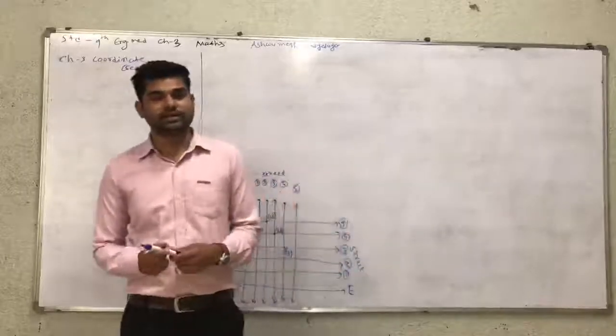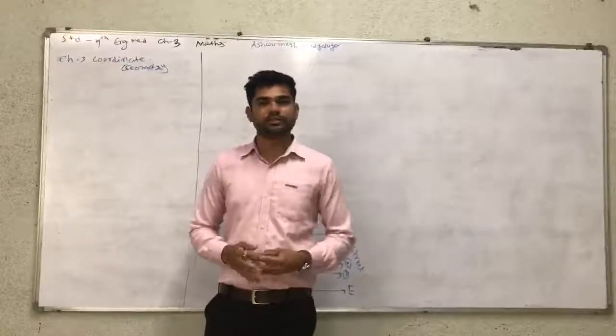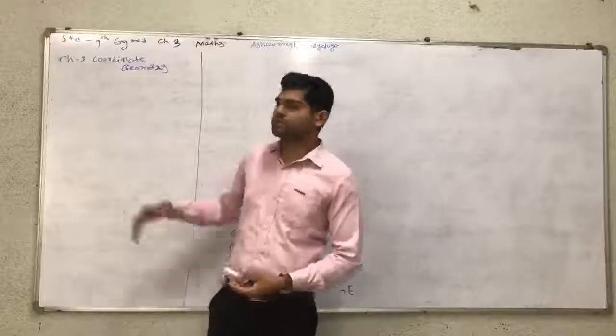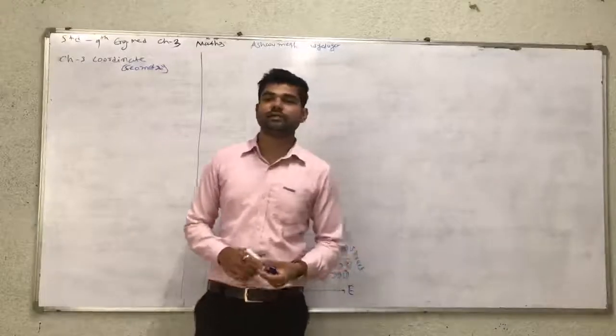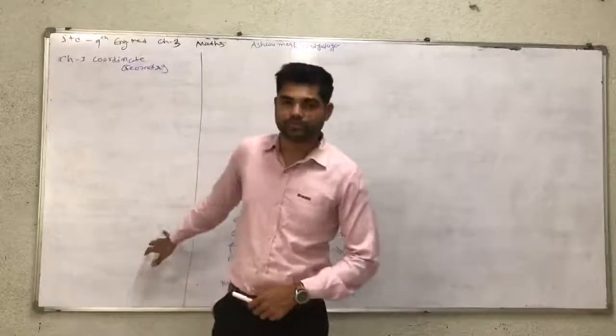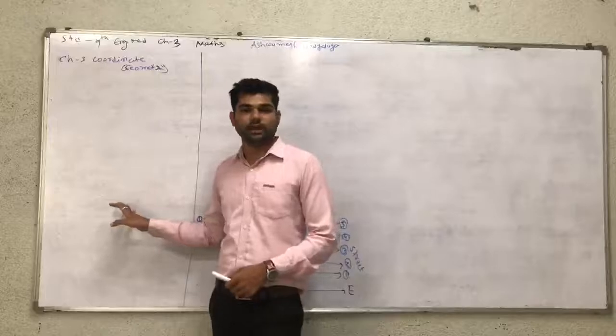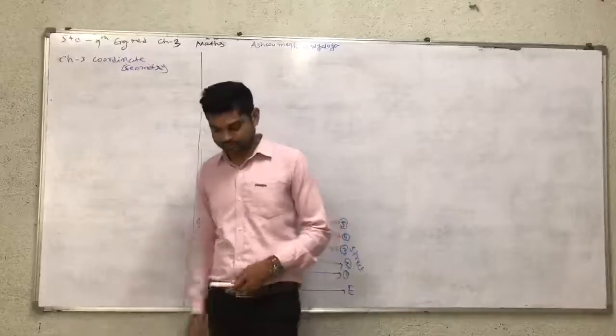The mathematician's name is Cartesian, so in honor of this name, the method of representing coordinates is called the Cartesian plane. We consider it as a plane, and the plane is named after this mathematician: the Cartesian plane.